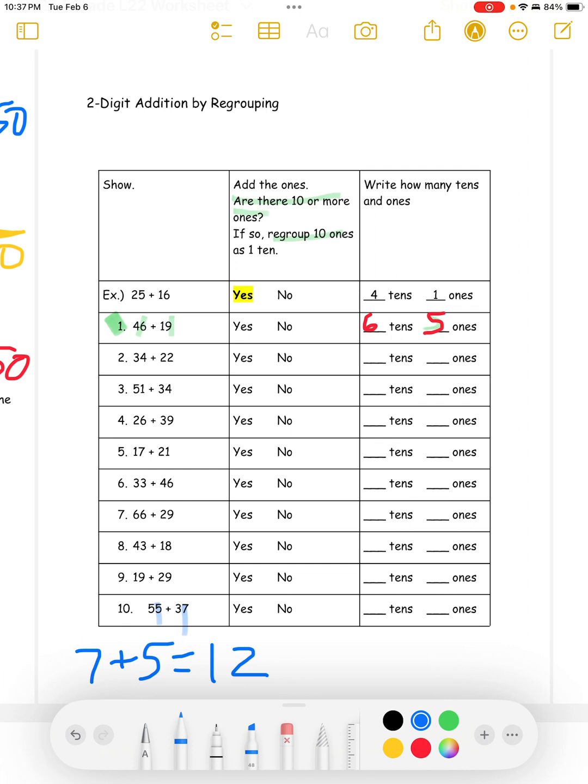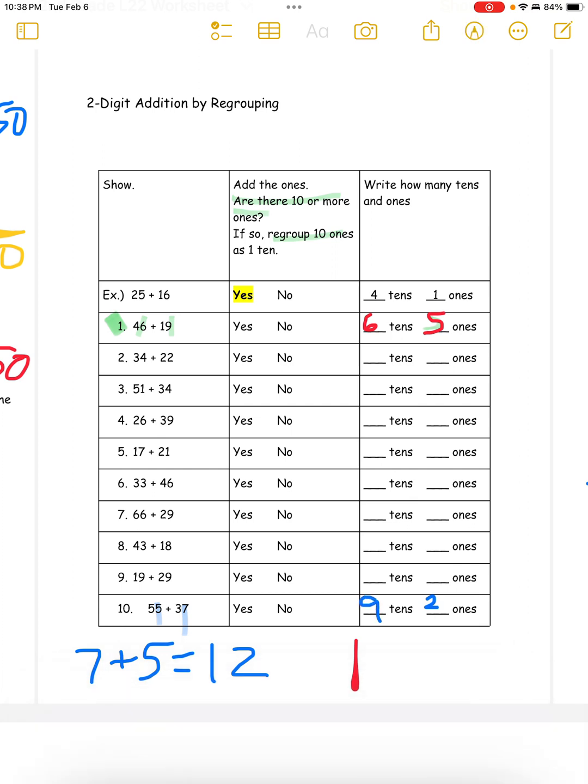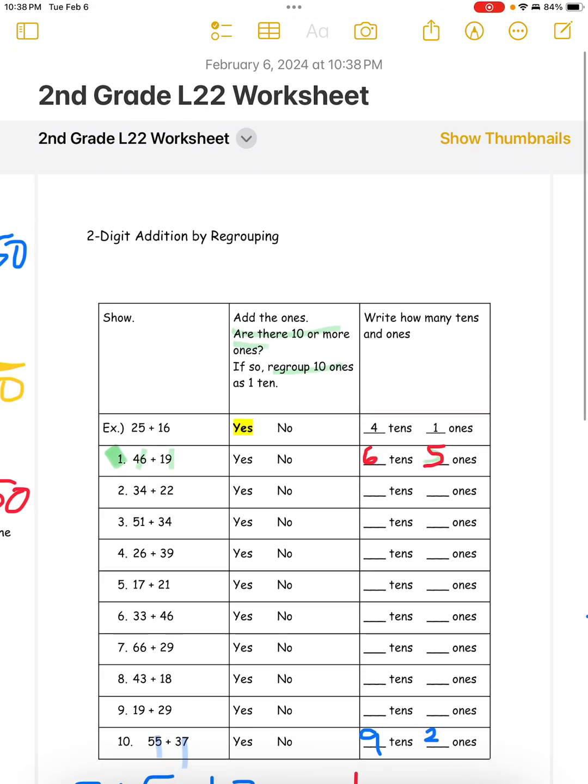And now there are 10 or more ones. So we will write down 2 ones first over here, and we have to carry that one of the 10s over because there are 10, and we have to regroup. There's 12, so we have to regroup. And now 5 plus 3 plus 1 is 9. So we have 9 tens and 2 ones. With practice, this will make more sense.